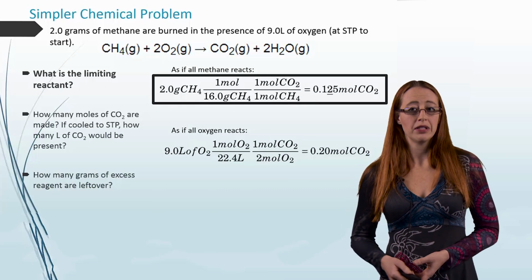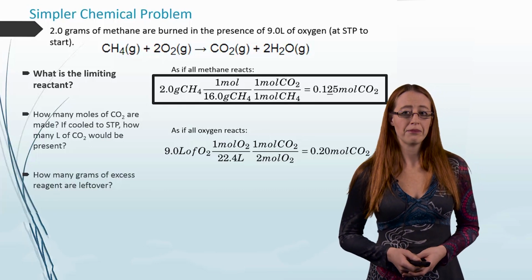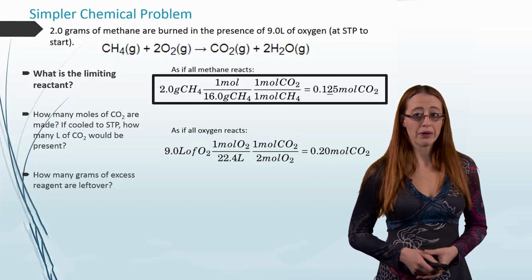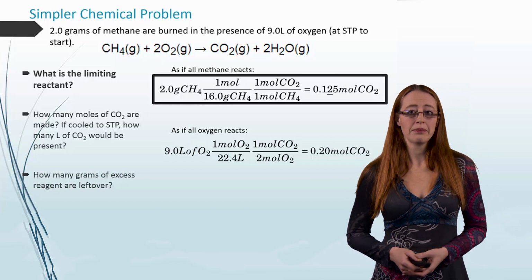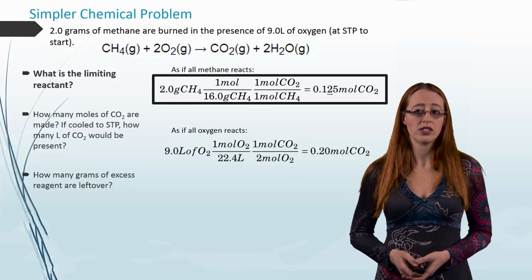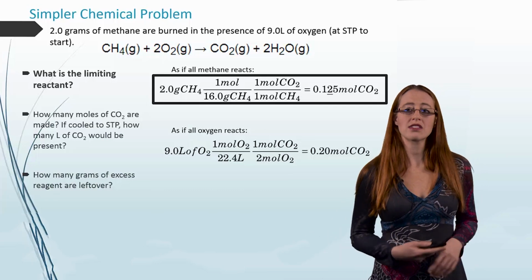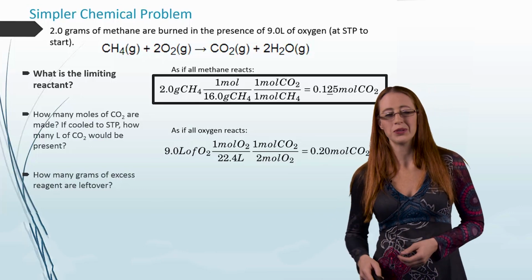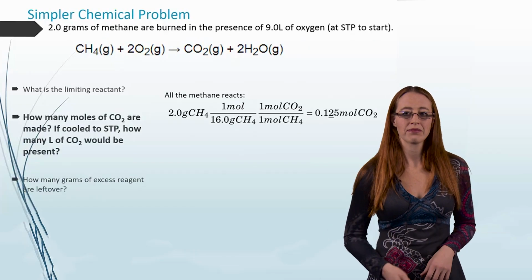So from here we have a couple of different problems. I changed them up a little bit. I said, how many moles of carbon dioxide are made? We have that part. Then if cooled to STP, how many liters of CO2 would be present? So I want us just to convert back into liters. And since we haven't had gases yet, we can only really do that at STP.